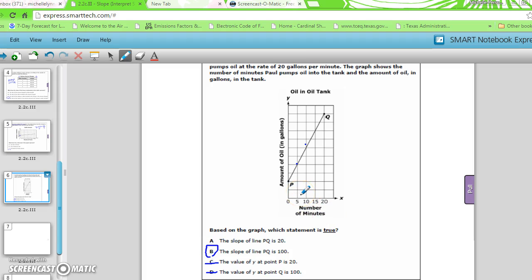Okay, this one's a little tricky. You really had to make sure you look at your axes. And then look, these aren't labeled 1, 2. You know, if this was labeled 1, then the slope of 20 would be correct. However, it's labeled 5. So over 5 minutes, doing 20 gallons per minute, that's going to be 100 gallons. So the slope is 100. Okay, so really just pay attention to what they're asking and how things are labeled.